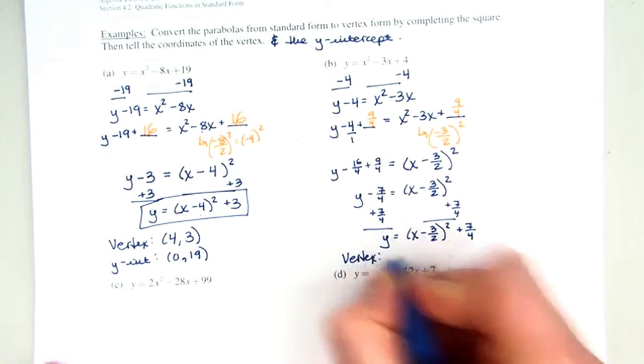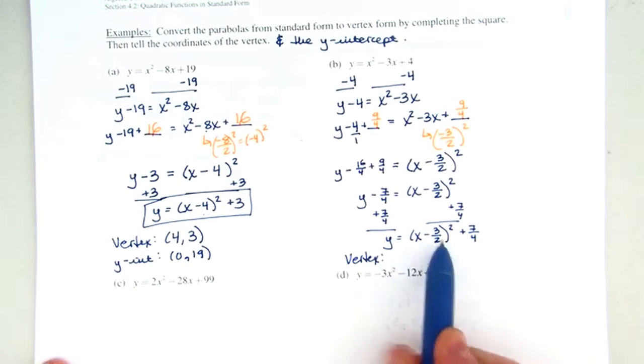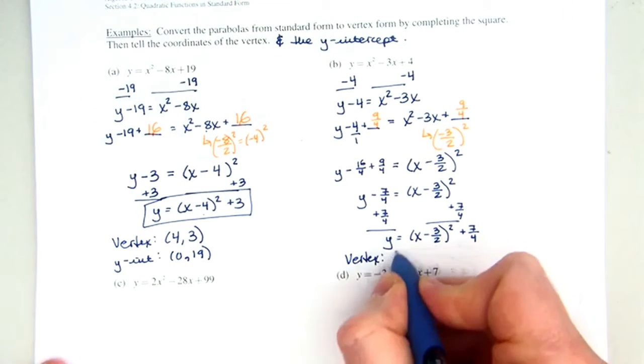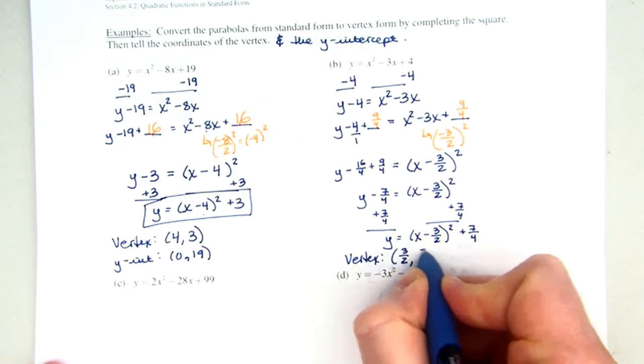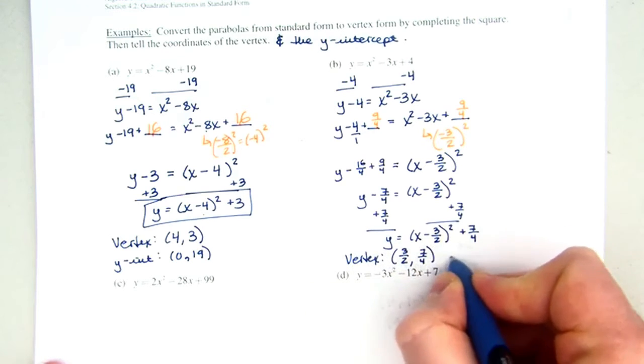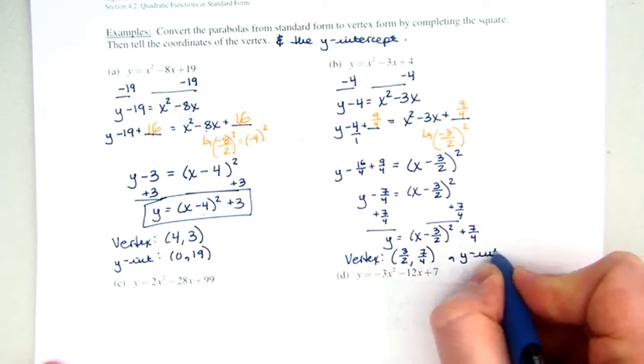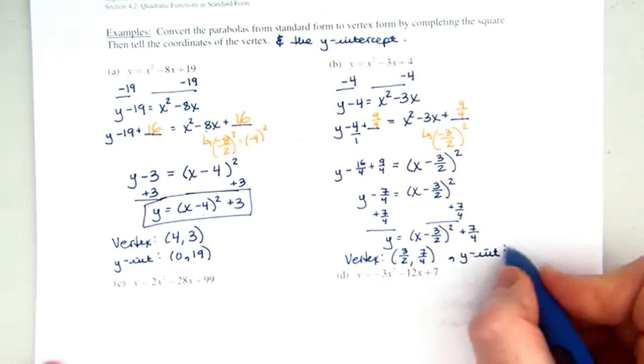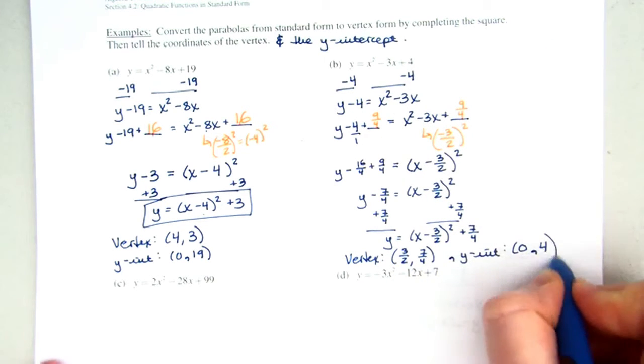Vertex. I'm taking that from my vertex form. This parabola was moved right 3/2 up 7/4. My vertex is (3/2, 7/4). My y-intercept, I'm taking from my standard form. Y-intercept is going to be (0, 4).